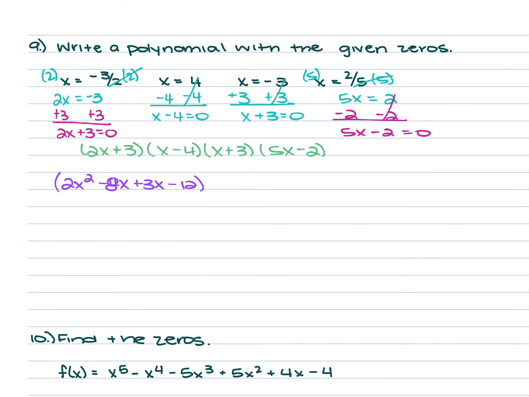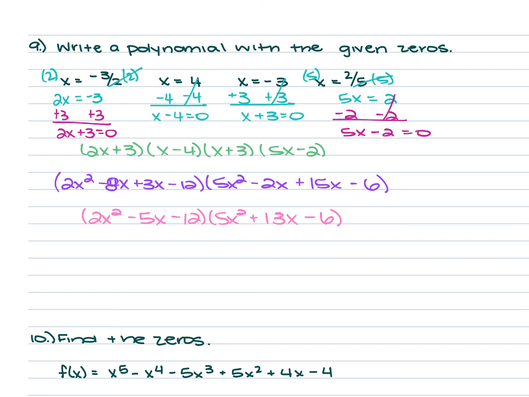Okay. For the x plus 3 times 5x minus 2, the x times 5x is 5x squared. X times negative 2 is negative 2x. 3 times 5x is 15x. 3 times negative 2 is negative 6. We're going to combine like terms first before we do anything else. So, from the first set of parentheses, the 2x squared stays the 2x squared. Negative 8x plus 3x is negative 5x, and that negative 12 stays. From the second set of parentheses, you have 5x squared plus 13x minus 6.